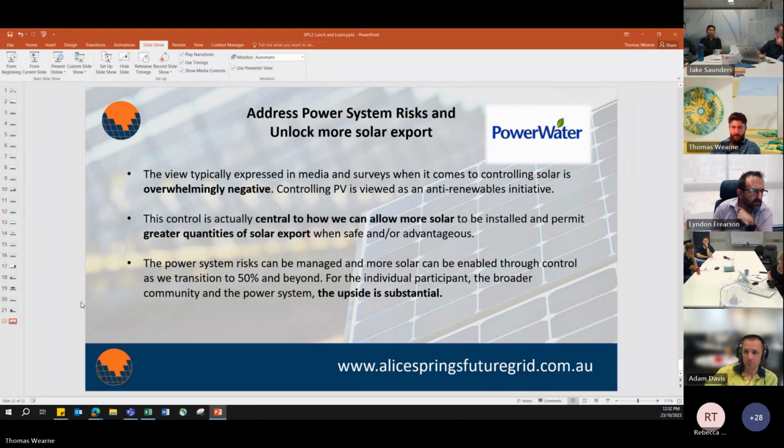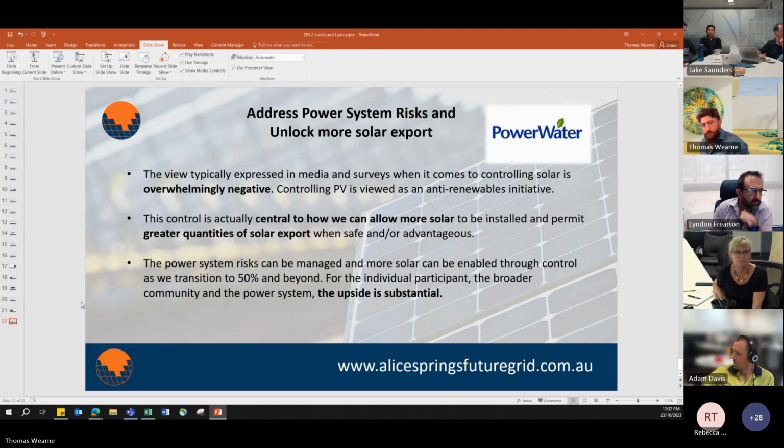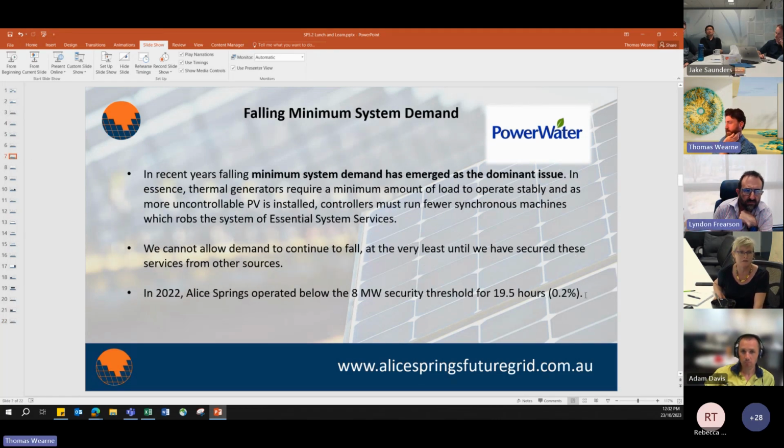To build a business case for PV systems, you need to be able to predict the amount of time the output would be constrained by Power and Water. How can you foresee that rolling out, being able to predict that?